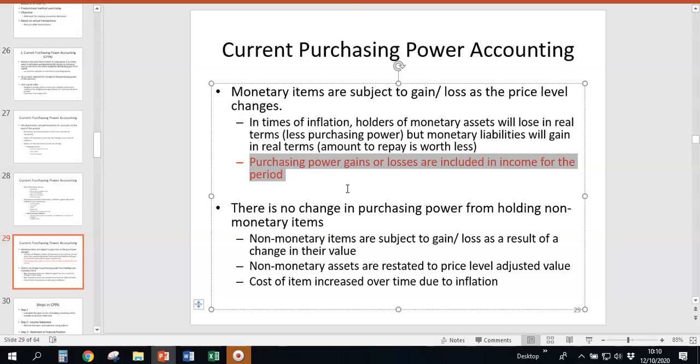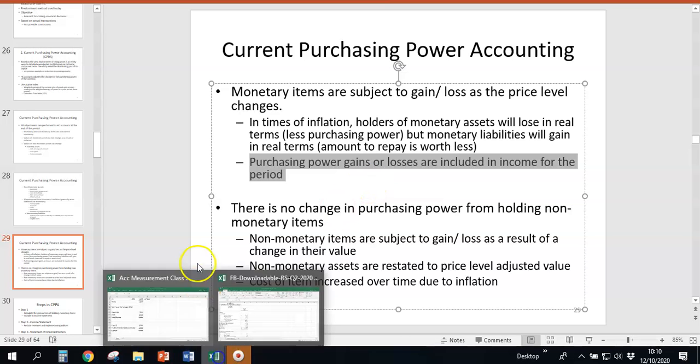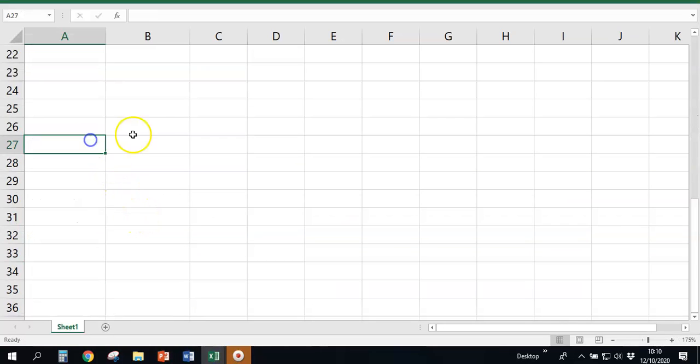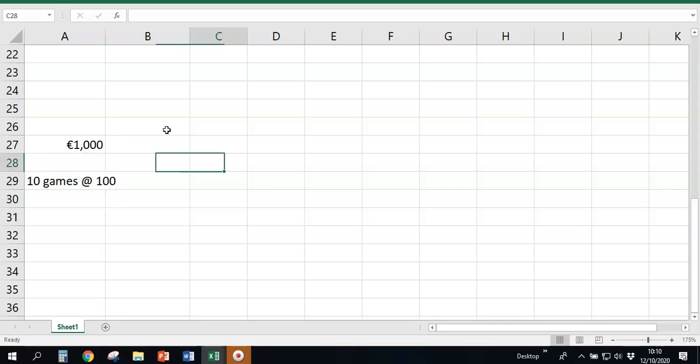That's quite important. And if we go back to the little example that I used last week, just to bring it in here to show you. Remember I told you I had €1,000 and that could buy 10 games at €100 each. And then I said a year or two later you still have the same €1,000, but now you can only buy 8 games at €125 each.